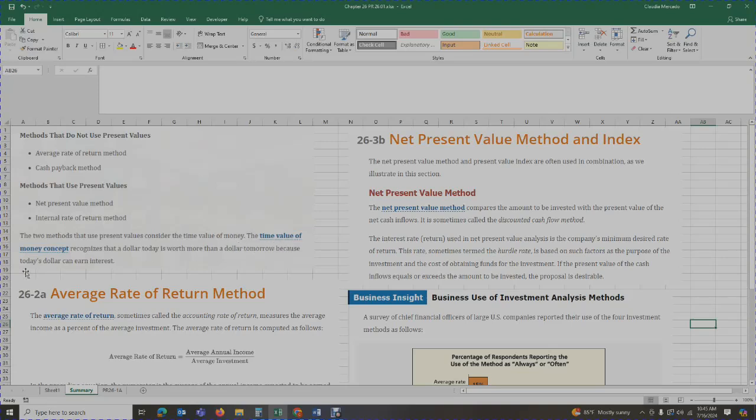Okay, the time value of money concept recognizes that $1 today is worth more than $1 tomorrow because today's dollar can earn interest. So when we're dealing with the calculations for net present value, that factor is going to be very important. Okay, the timing of when the money is received is critical to be able to figure out the net present value for that specific project.